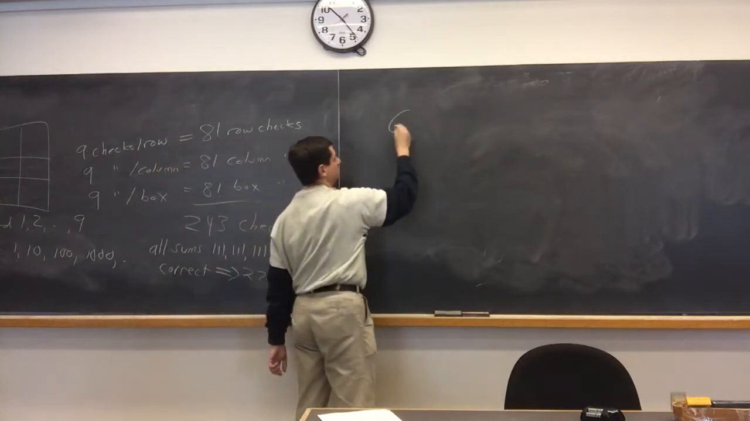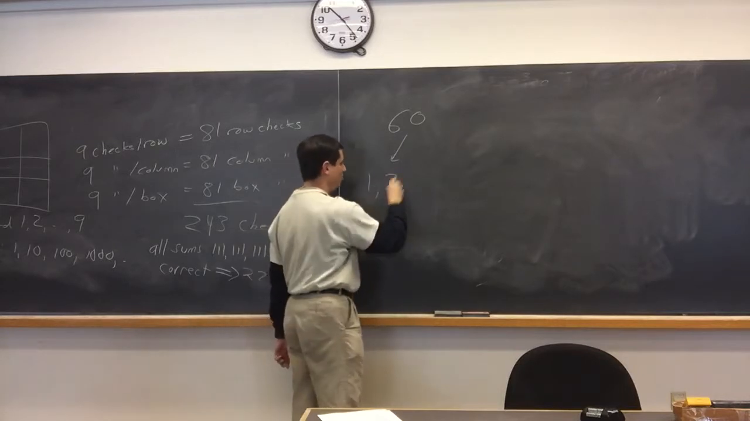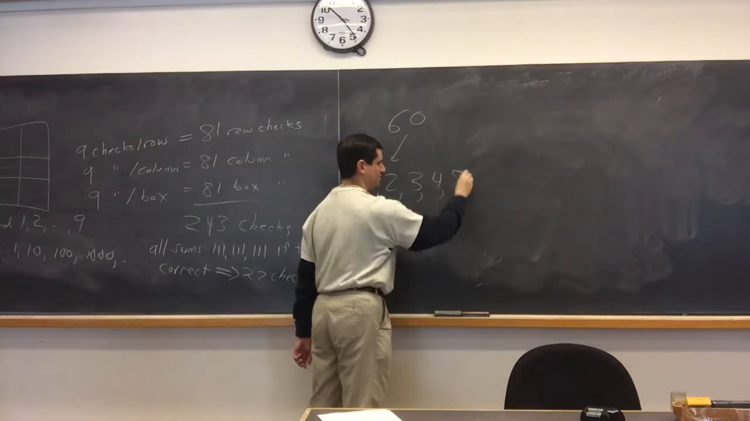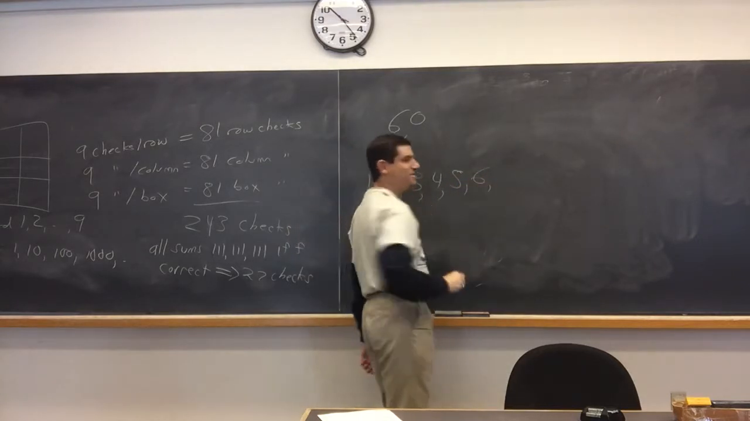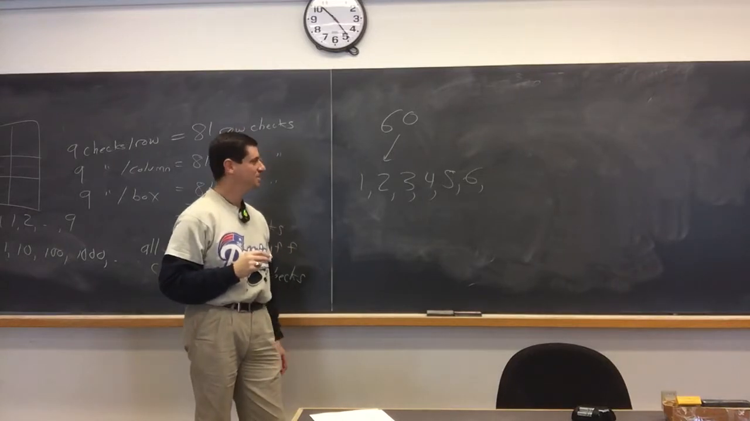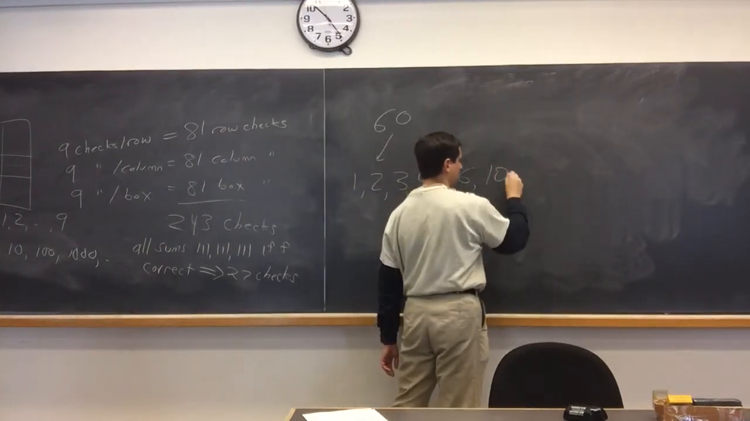What goes into 60? 1, 2, 3, 4, 5, 6. Okay, so by induction, every number seems to go into 60. All right, finally find a number that doesn't. Okay, so 7 doesn't go in. Does 8? No. 9? No. 10? Yeah, 10 goes in. 11 doesn't.